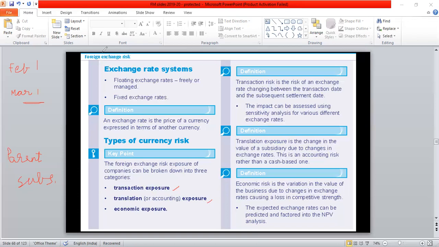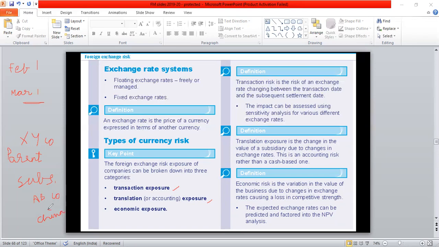So what does consolidation mean? The parent company has to sum up both the financial statements. Let's say XYZ company is in India, and AB company is in some other country. Let's say this is in China, for example, some company in some country.